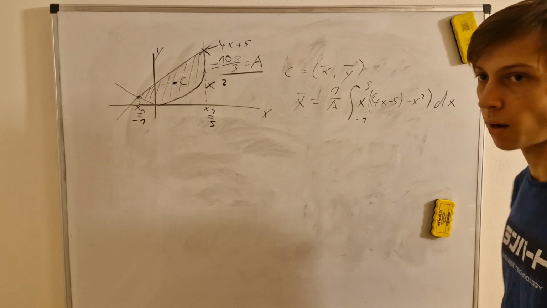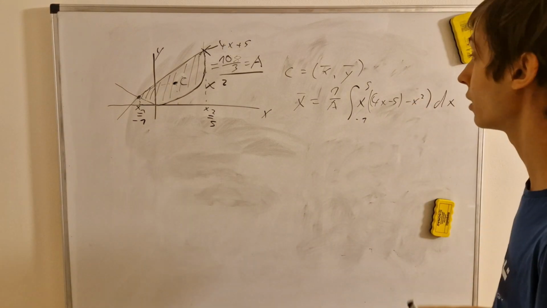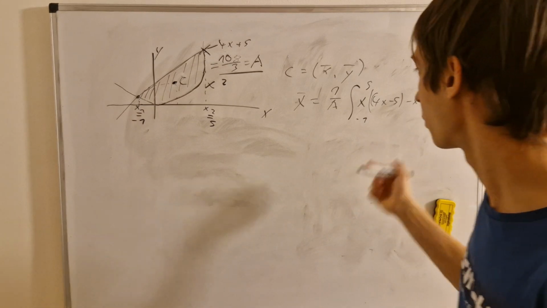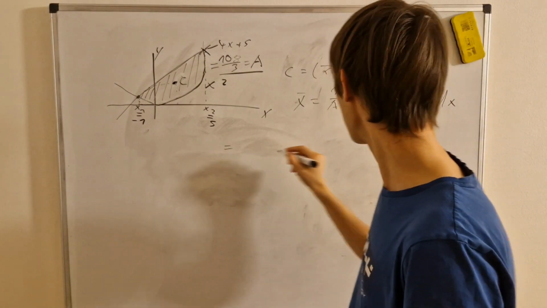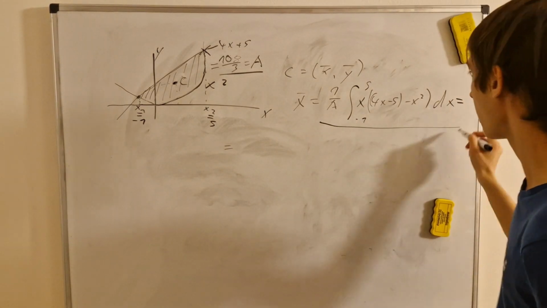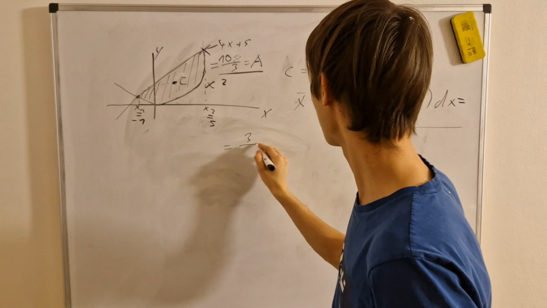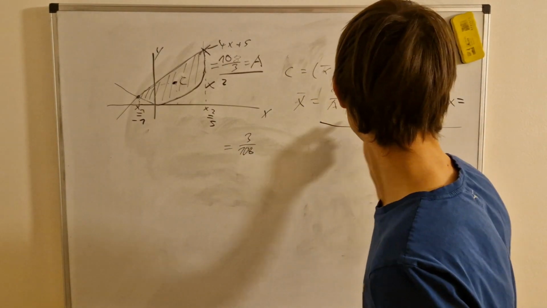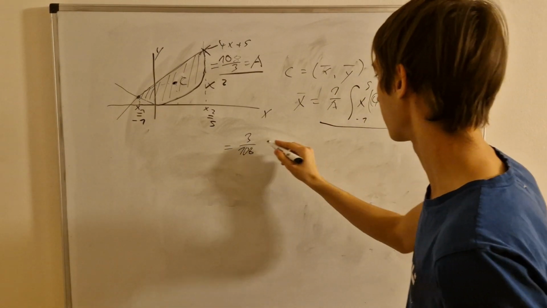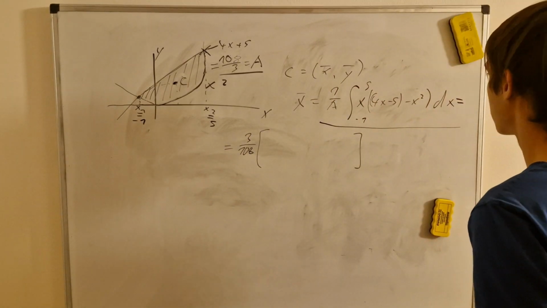And y bar, I will show in a second how to get that coordinate, and it will be actually a different one. So similar but different. So for x bar, we use this formula, and a we have. So 1 over a is 3 over 108, and then this integral. So that's going to take a second to carry out, although fortunately it's polynomial.